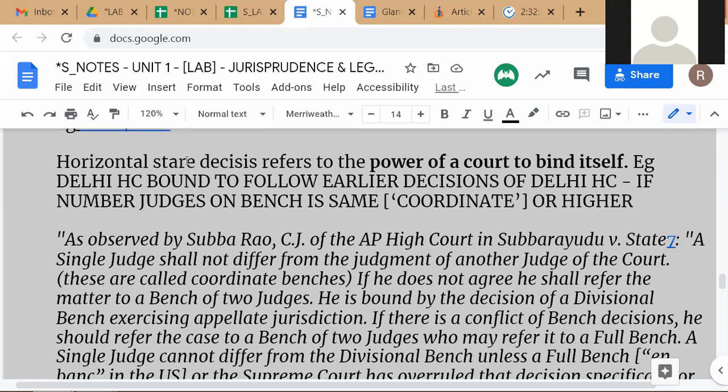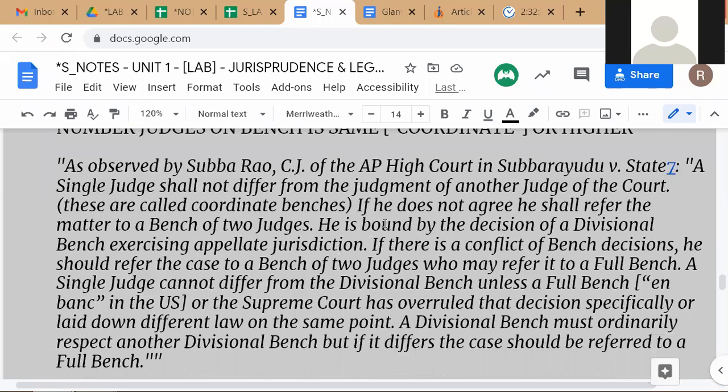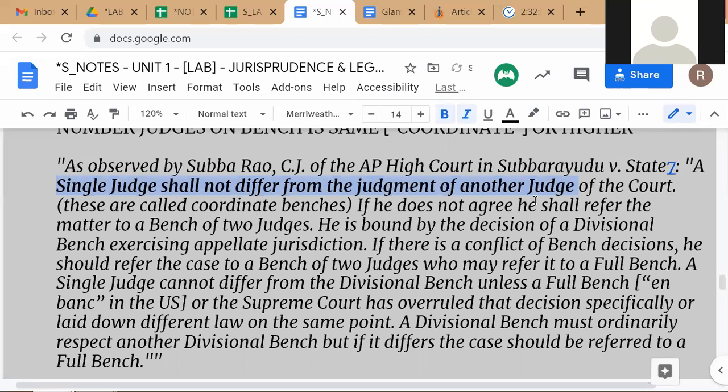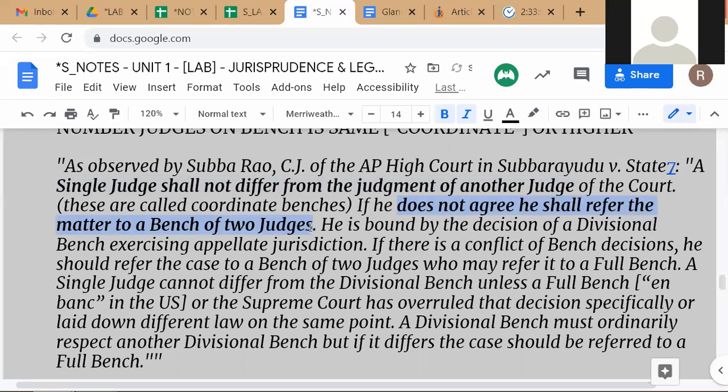The way the rule works, as you can see here, is that it says if he does not agree, he shall refer it to a bench. He's talking about a single judge. A single judge shall not differ from the judgment of another judge, which means basically single to single coordinate bench, don't deviate. If he does not agree, he shall refer it to a bench of two judges, or he can refer it to the Chief Justice, and the Chief Justice will decide how it is to be dealt with. He will obviously give more than one judge.